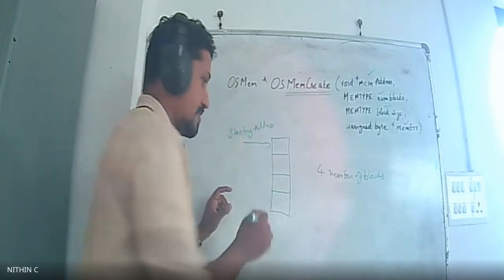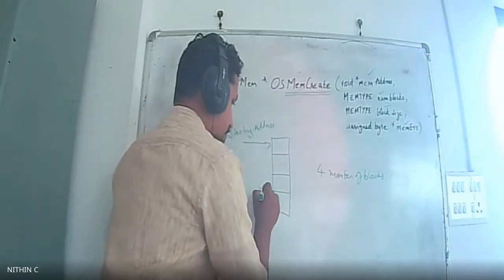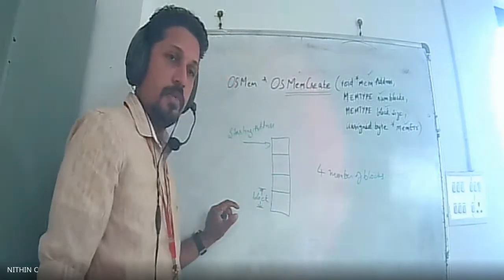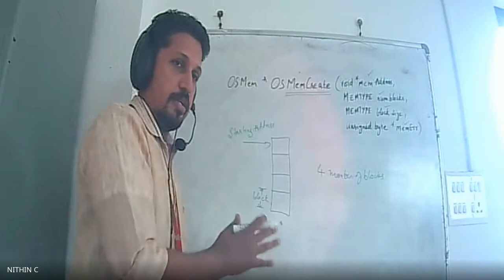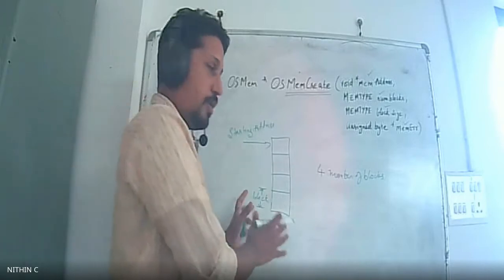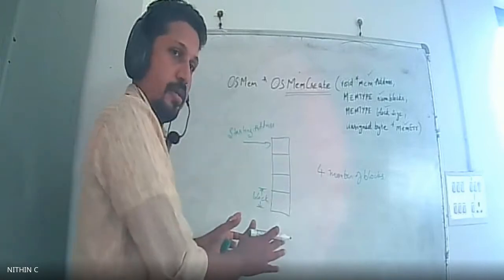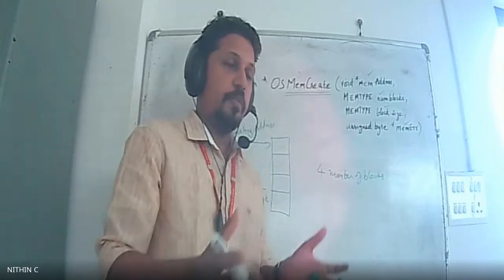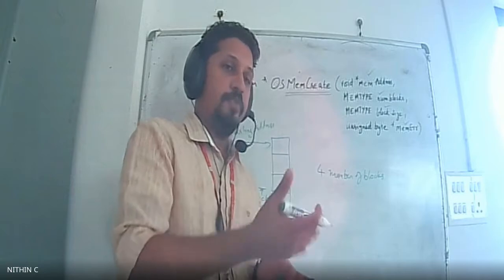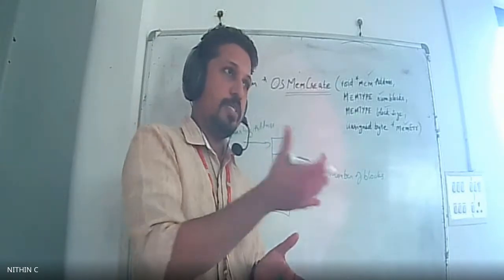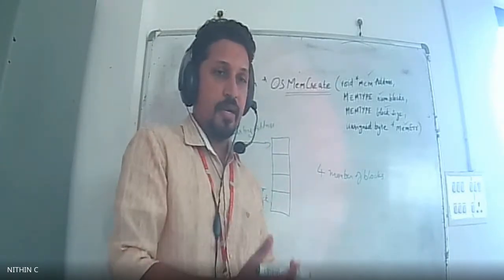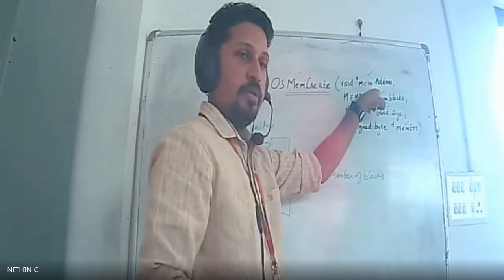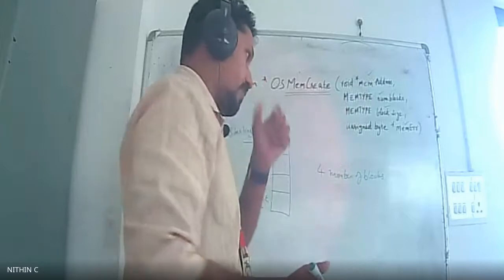Then you need to fix the size of this particular block. All these things are essential for defining a particular memory. For a memory definition, we need the starting address. You have an entire memory space, and when you create a memory, you need to specify the starting address of that particular memory. That is what we do with this parameter.